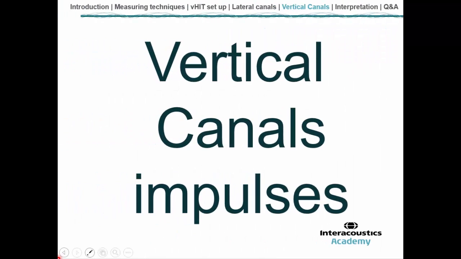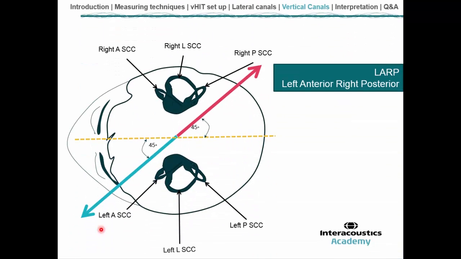So that was the lateral canals. Let's move on and discuss the vertical canals. With vertical canal testing, we have 4 canals in the vertical plane, and these are paired in coplanar pairs, which means the left anterior canal is not paired with the right anterior canal, but in fact it's paired with the right posterior semicircular canal. To stimulate both these canals, we need to measure in the anterior direction and the posterior direction, and we call these LARP impulses, left anterior, right posterior.